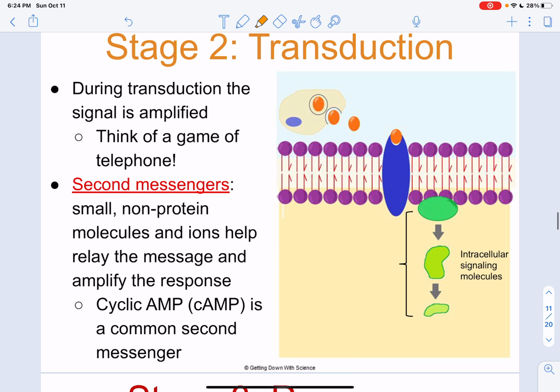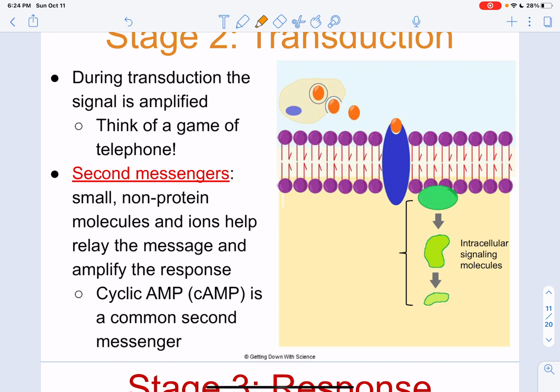During this transduction, the signal is going to be amplified. Think of like a game of telephone. You tell 3 people, those 3 people tell 3 people, those 3 people tell 3 more people, and so that message gets sent across pretty quickly. And what's involved in amplifying that message is going to be second messengers. These are going to be small non-protein molecules and ions that are going to help relay and amplify the response. A common example is going to be cyclic AMP, or we call it cAMP.